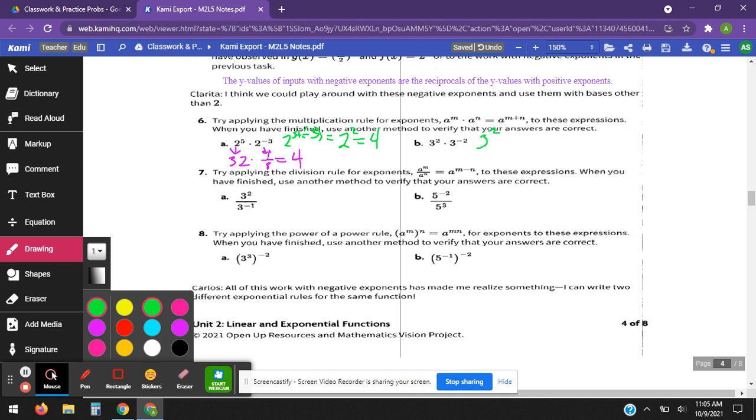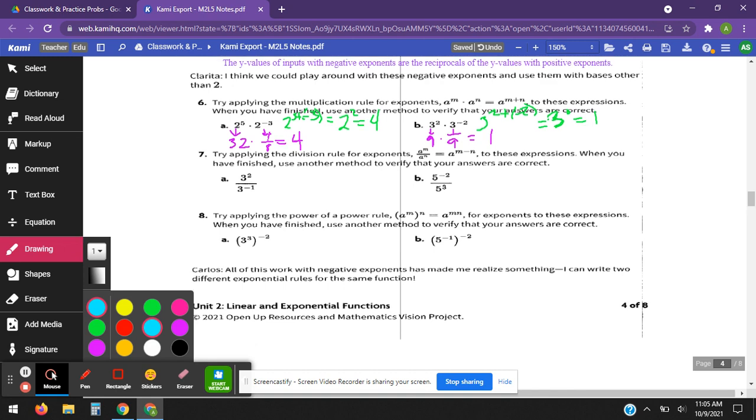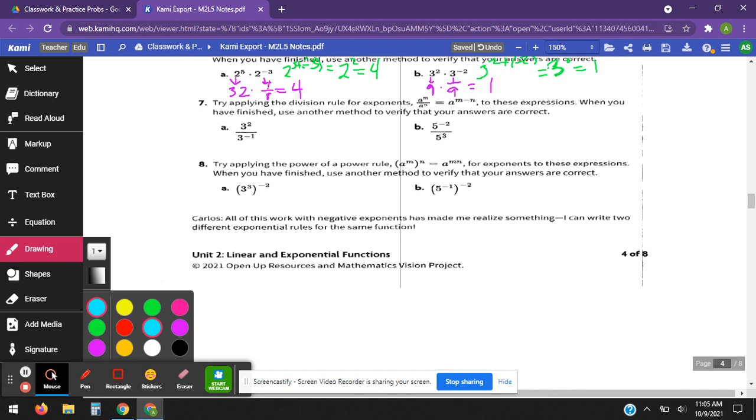So 3 to the second plus a negative 2, so that's 3 to the 0, right? 2 plus a negative 2 is 0, so 3 to the 0, which we know equals 1. So if I'm going to do this, 3 squared is 9 times 3 to the negative 2, which would be 1 over 3 squared, which is 1/9. So a ninth of 9 is 1. Okay, next one. Let's do subtraction or division.